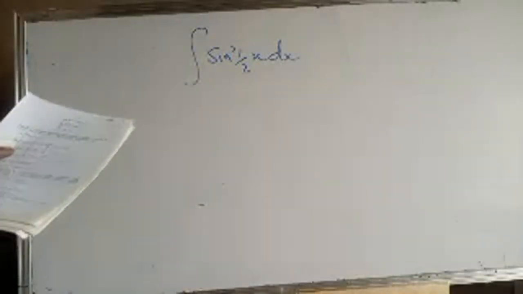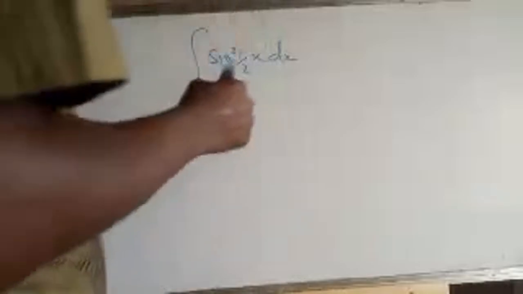Now the last one says integrate sine squared of half x, dx. This is a little tricky, very, very tricky. So I expect us to be very serious here, otherwise we miss it. Okay, what are we going to do here? Now, let's recall.